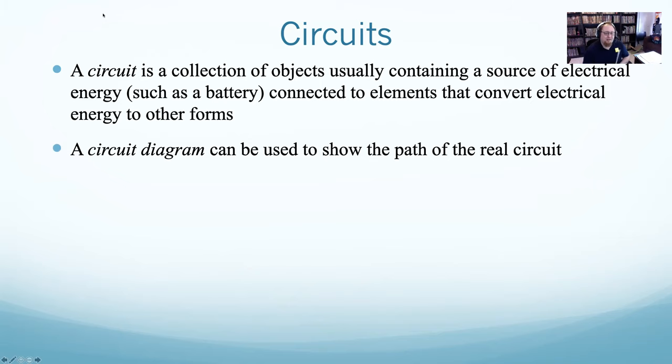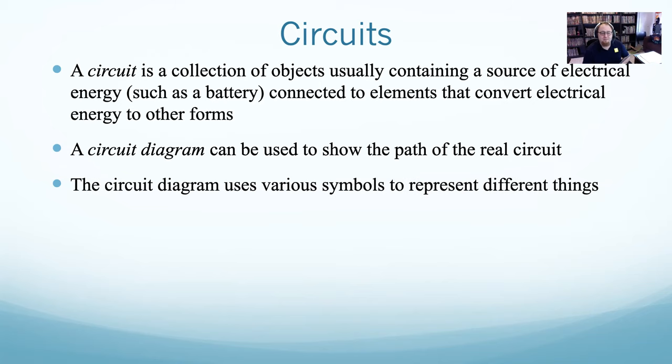A circuit diagram is just a way to map the path of a circuit. And I will use set symbols to represent things. Going forward, I'm going to start doing circuit diagrams for a lot of this stuff, so I just want to cover what the symbols mean. Anytime you see a nice straight line, that's just a wire. A battery will consist of two lines perpendicular to the wire, a long one and a short one. The long one is the positive terminal of the battery. The short one is the negative terminal of the battery. And they're going to cause the voltage that drives the circuit.